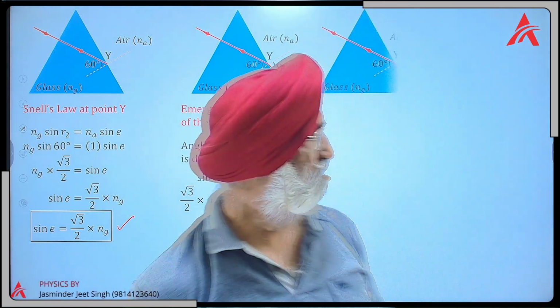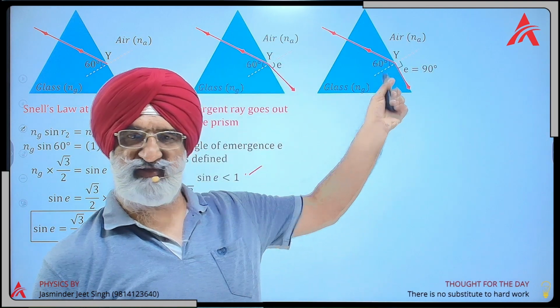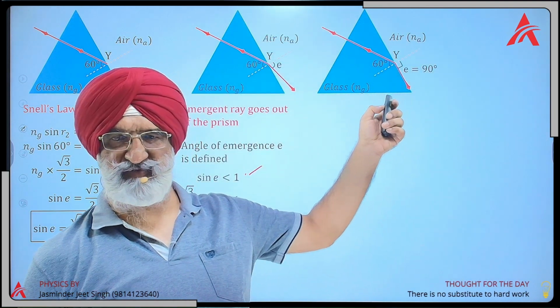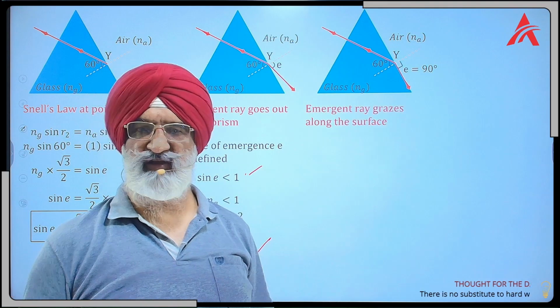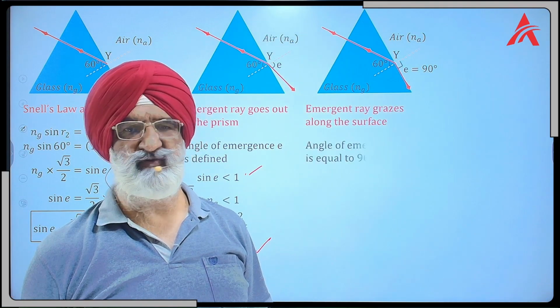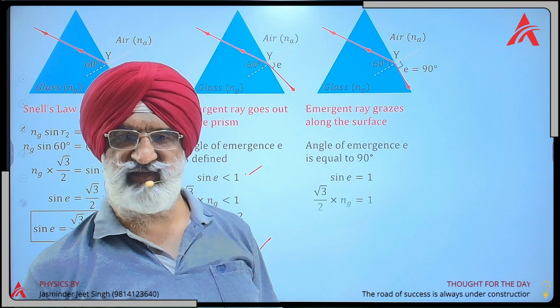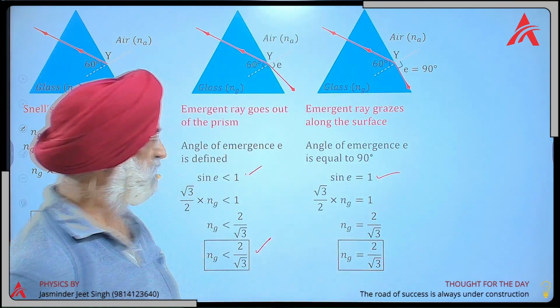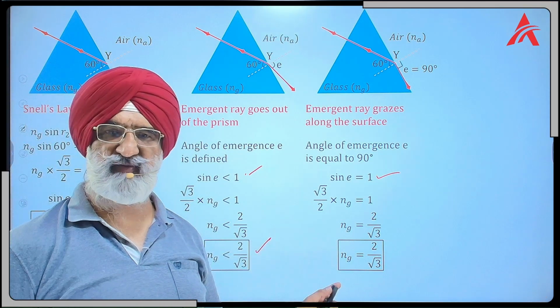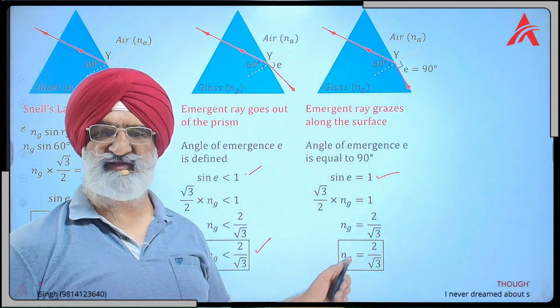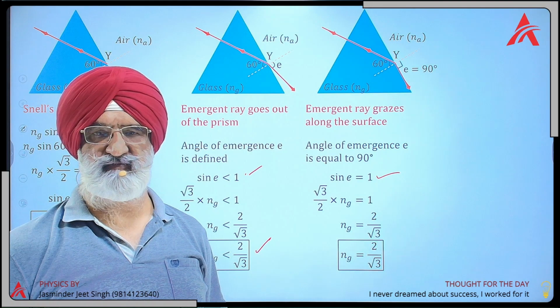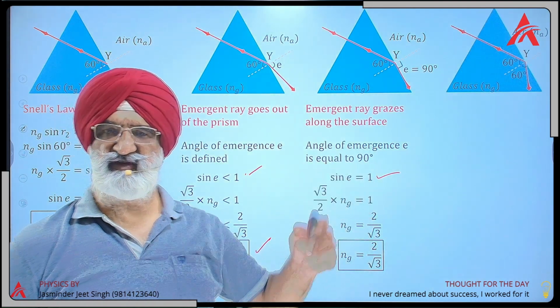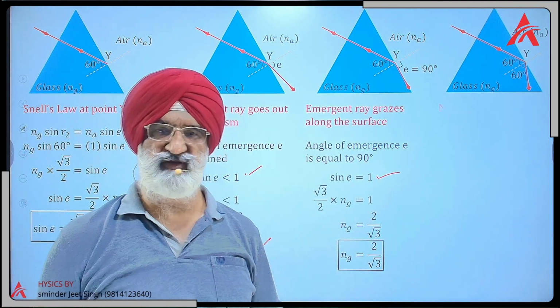Then we have the second condition, that the emergent ray will graze along the surface of the prism, in which the angle of emergence will be equal to 90 degrees, and sin 90 is equal to 1. That means sin e will become equal to 1. And if you put the value for sin e, we will be getting refractive index of glass is equal to 2 upon root 3.